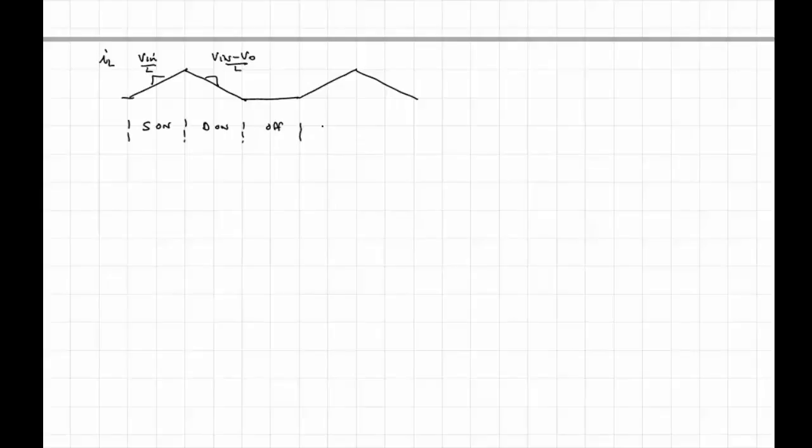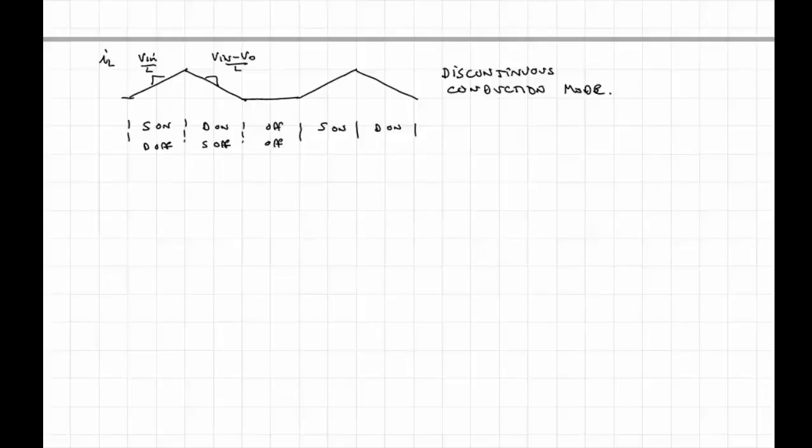Then we'd have S on, here's diode on, and of course when S is on, diode is off. When diode is on, S is off, and so forth. And here everybody's off. This is called discontinuous conduction mode. This is one of the modes that the circuit can work in. Now, we're not going to focus on this one at this point.